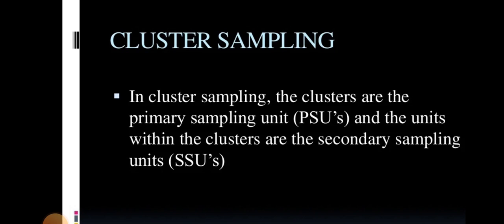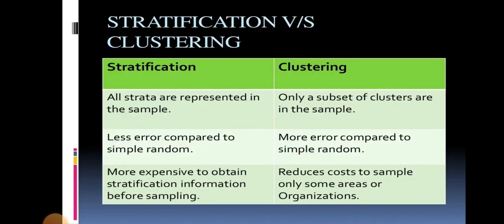In cluster sampling, the clusters are the primary sampling unit and the units within the clusters are known as secondary sampling units. So, stratification versus clustering: what is the difference? In stratification, all strata are represented in the sample, whereas in clustering, only a subset of clusters are in the sample. In stratification, there is less error compared to simple random, and in clustering, there is more error compared to simple random. Stratification is more expensive because of obtaining stratification information before sampling, and clustering reduces cost by sampling only some areas or organizations.